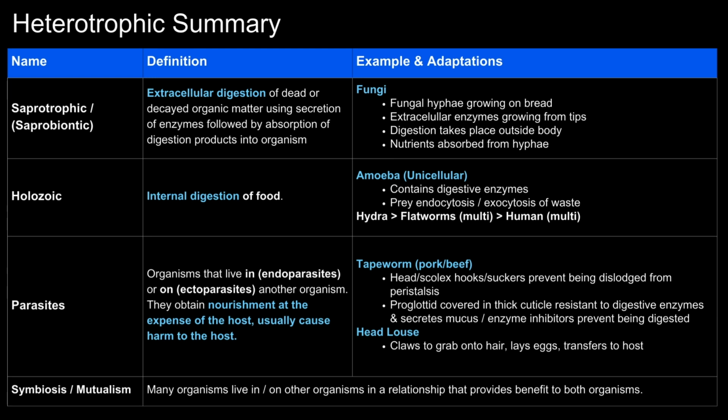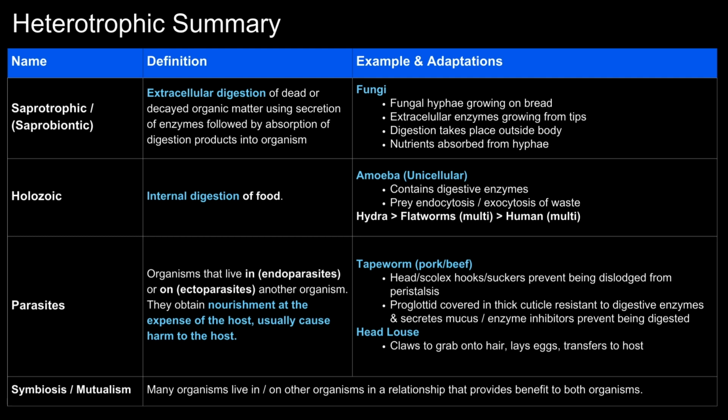In terms of heterotrophic, we have saprotrophic, which uses extracellular digestion. Examples of these are fungi, which we looked at. They have many adaptations for this, but the key one is that they have hyphae growing, from which they secrete extracellular enzymes. Holozoic, which is the opposite of saprotrophic, involves internal digestion of food, and the one we looked at was the amoeba.